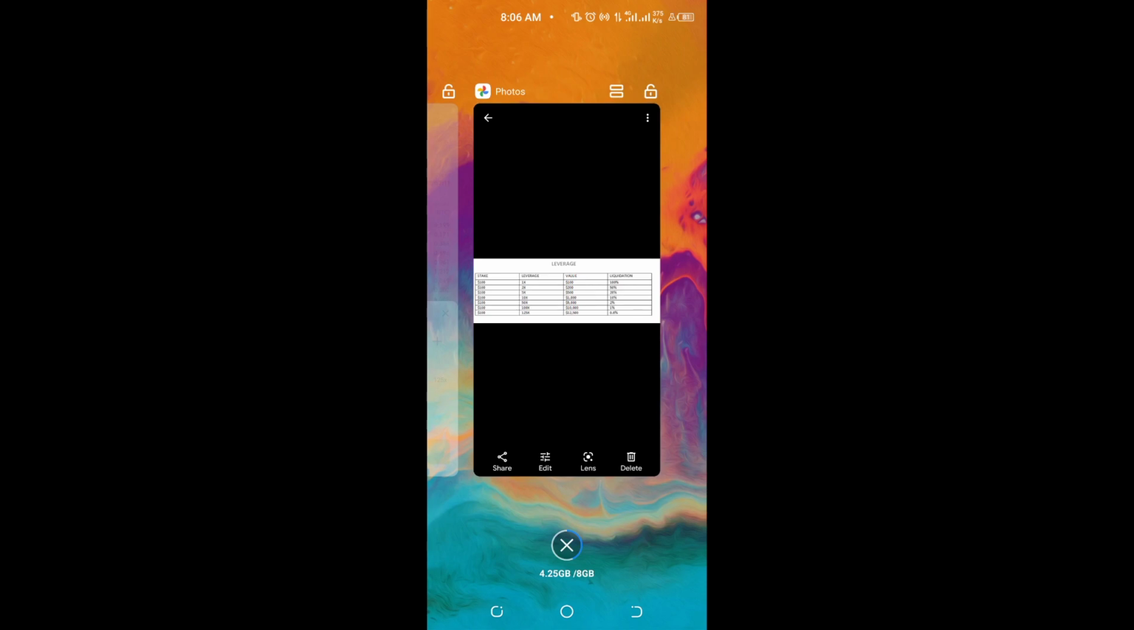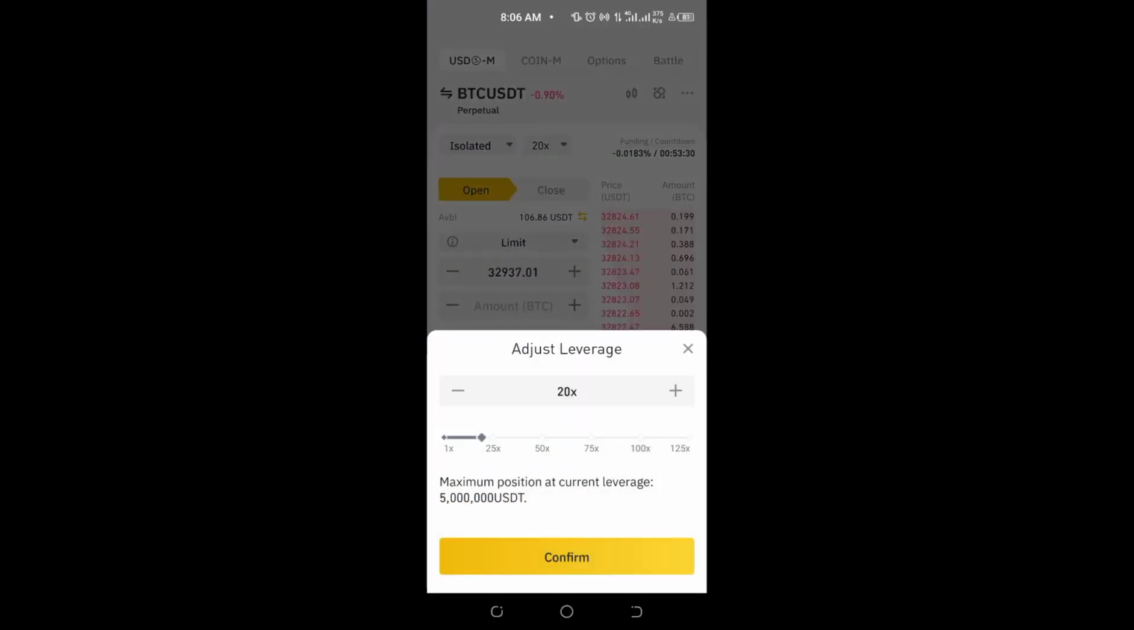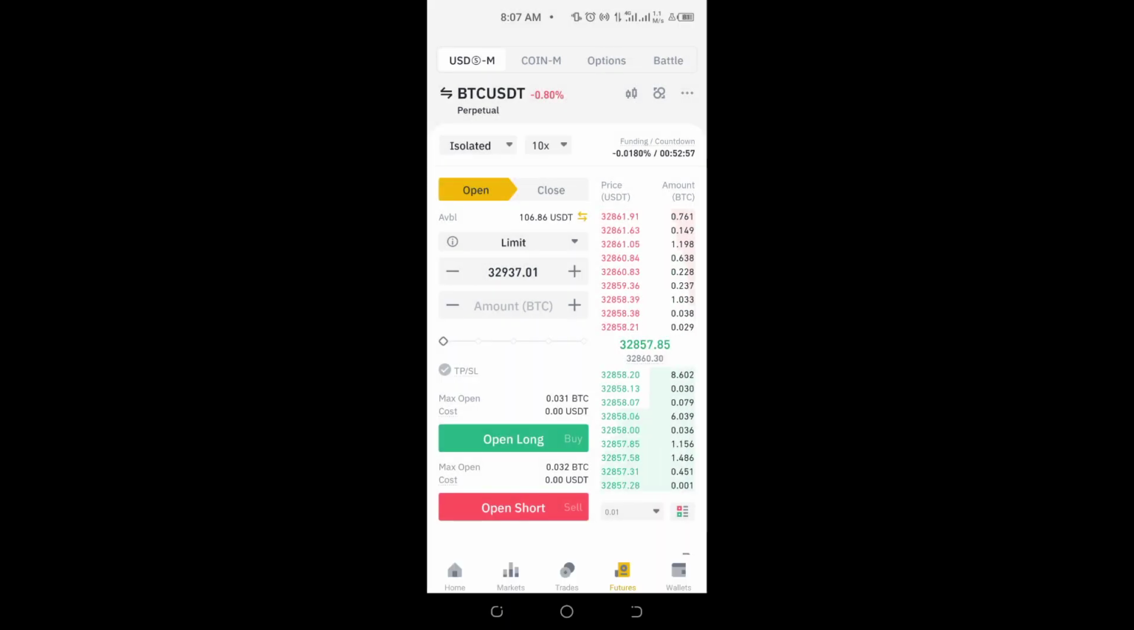So let's quickly continue. Here you can actually add or subtract your leverage just by dragging it. So the higher your leverage, the higher the risks you're incurring on your account. So let's take something low. Let's say we are dealing with 10x leverage. Alright, we confirm. So we want to take a buy order.